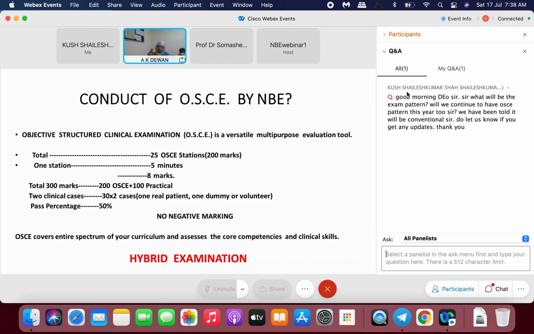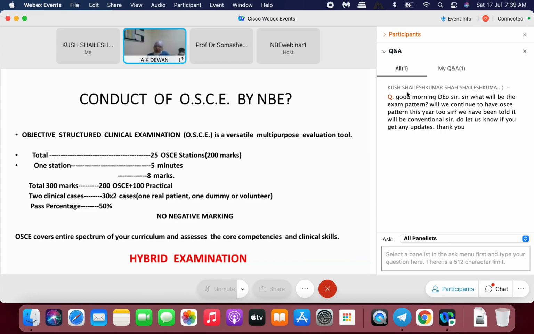After every 7 OSCE stations, meaning questions, you are given a break of 5 minutes. But the total marks for the practical exam is 300, 200 for OSCE, and 100 is the practical exam in the afternoon. Pass percentage is 50%, and in this afternoon session of 100 marks, there are 30 marks for one case each. So you have 2 cases. It could be a real patient or a dummy patient or a volunteer or maybe a questionnaire similar to the OSCE.